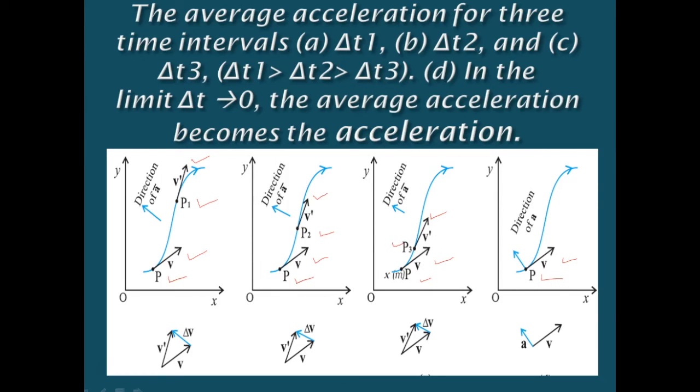Finally, as delta t approaches 0, the average acceleration becomes the instantaneous acceleration, and its direction is given like this, as you can see in this figure. In all these three cases, you can see the velocity and acceleration directions are the same.